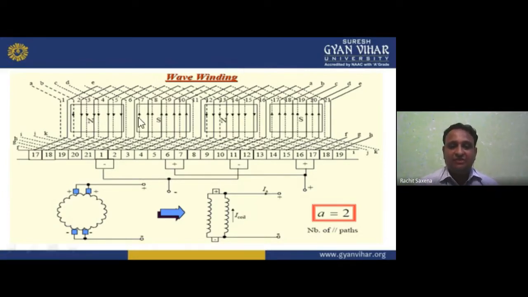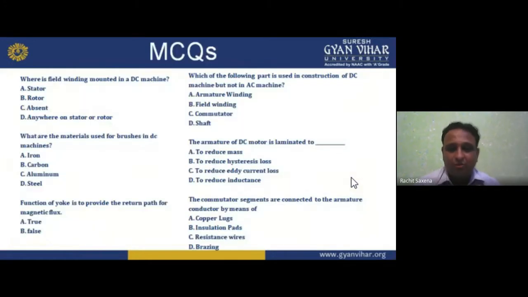So this is the connection we have, again 4 poles and 4 brushes, but here we have the 1 and 2. So the parallel path is always equal to 2. Okay, so this is all about this lecture. Now there are multiple choice questions related to this, because we are ending unit number 3, and later on we will start unit number 4.